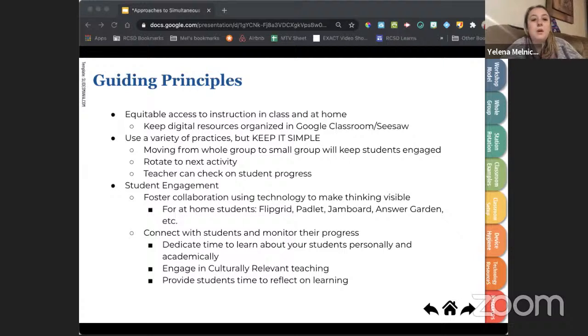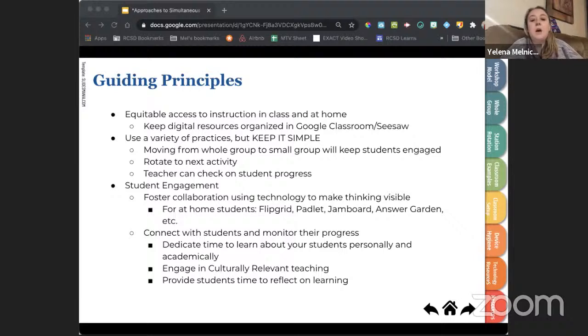So here are some guiding principles for you, and I'm not going to read it all in detail. But the biggest one is making sure that we're equitable and giving equitable access to our students, both in class and at home. And being mindful of continuing to use resources like Google Classroom and Seesaw to put your digital resources and organize them there. So no matter where the students are located, if they're fully remote, if they're coming into class a couple days a week, they're still able to access all of the resources in that same place.